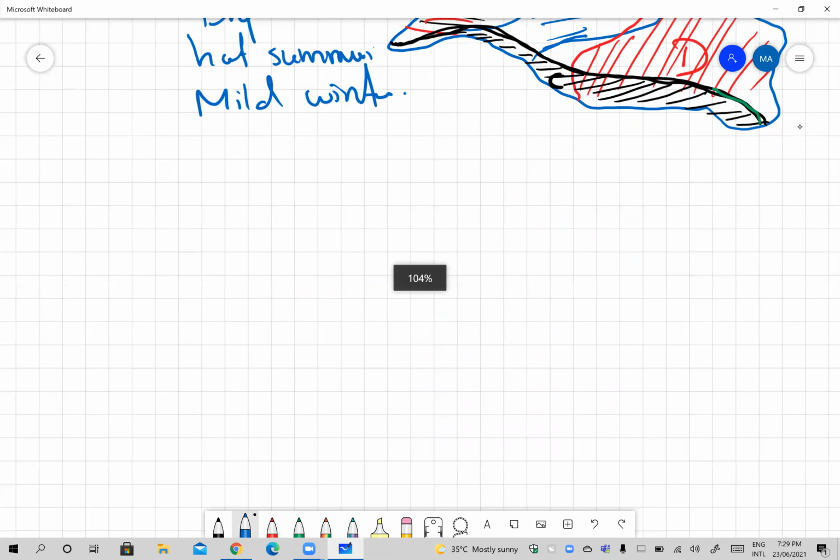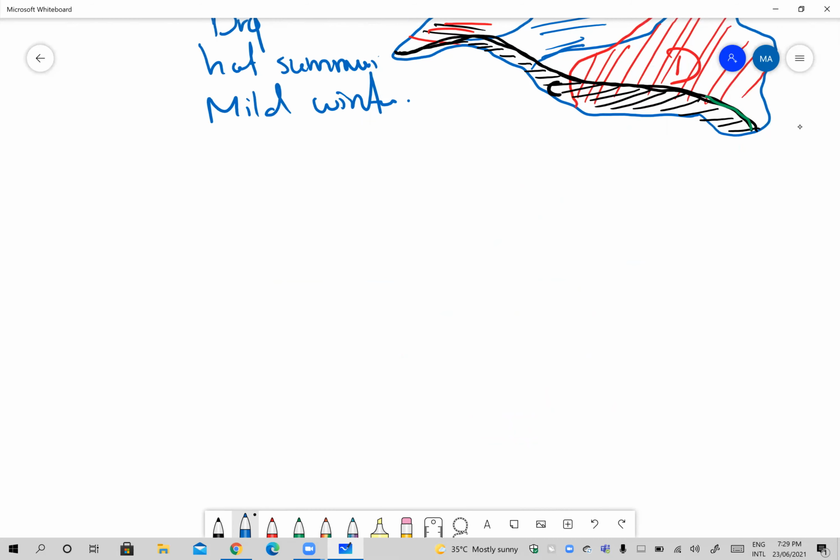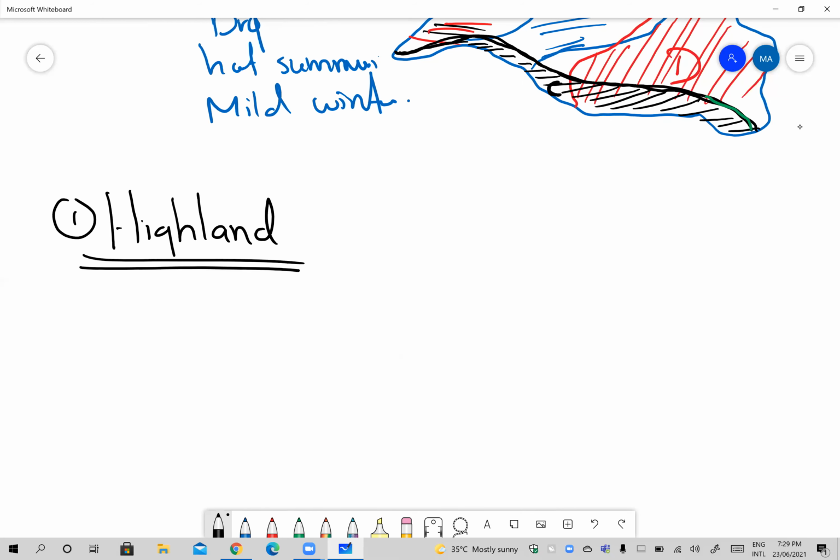Let's move on to the detailed descriptions now. We need to describe these climate zones in complete detail, and we also need to know some examples as to which cities, which areas, which regions specifically experience these climates. So we're going to start off with the Highland climate first of all. The Highland climate is mostly experienced by the northern and northwestern areas of Pakistan.